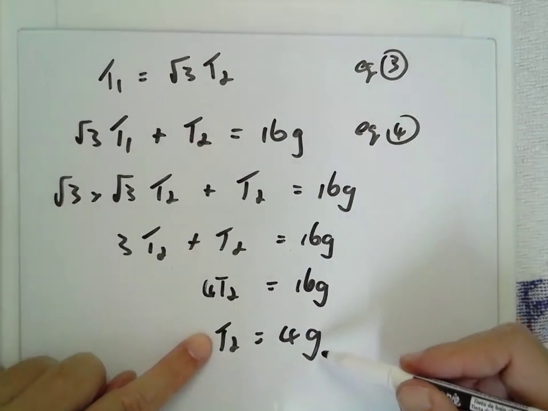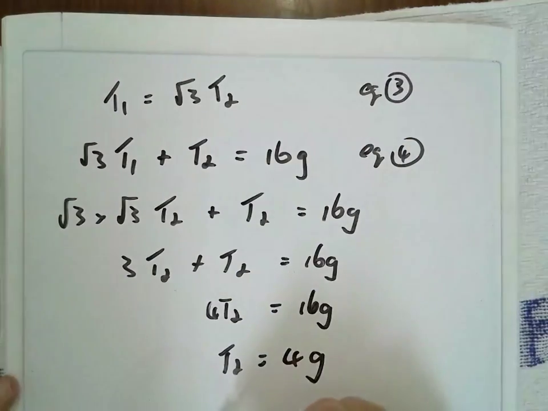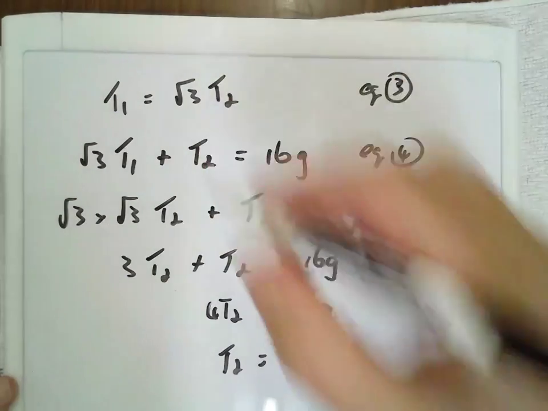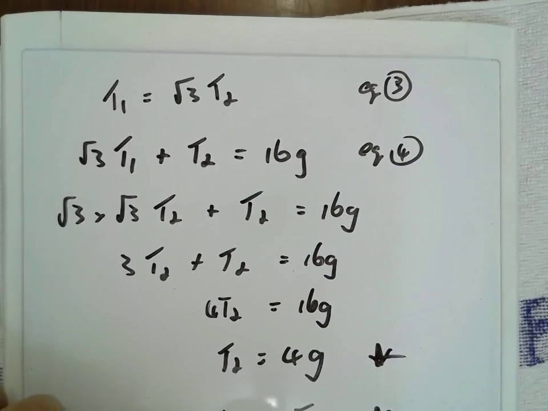T2 is 4g, so we can come up to find out what T1 is. So T1 will equal 4 root 3 g, and hopefully that's the correct answer. Okay, awesome, job done.